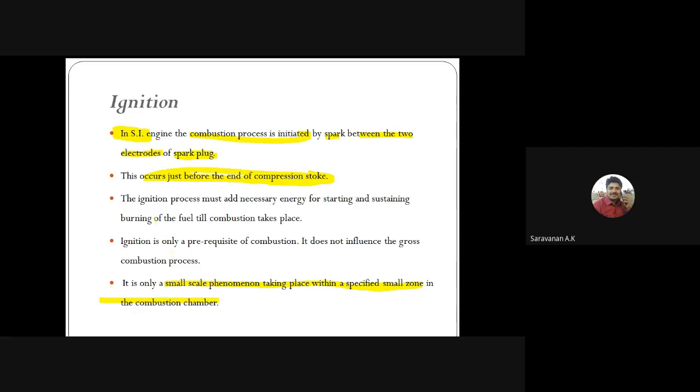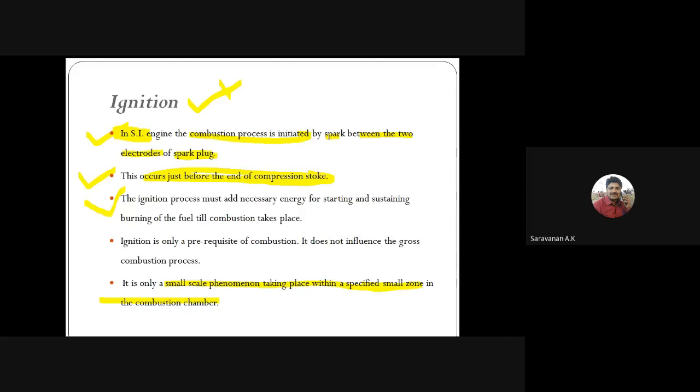What are the points you have to remember? What is the ignition? Ignition means the spark is produced between the two electrodes in the spark plug. That is the first point. In the SI engines, we are using the spark plug for the ignition process, so the spark is produced between the two electrodes of the spark plug. It occurs just before the end of the compression stroke. For the ignition, surely we need external energy.